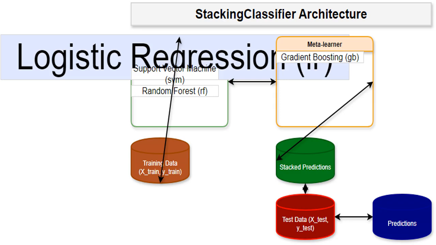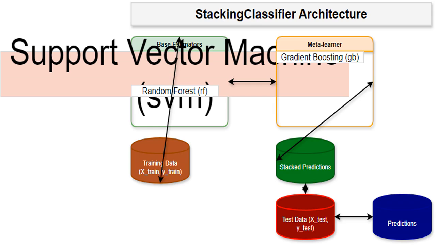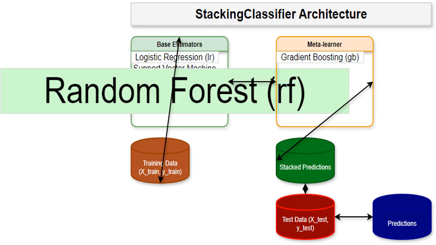This is a linear model. It finds the best fitting line to separate data points of different classes. It's a simple but often effective model. This model finds the optimal hyperplanar boundary that maximizes the margin between different classes. It's known for its good performance in high-dimensional spaces. This model combines multiple decision trees to improve accuracy and reduce overfitting. It's like getting multiple opinions and averaging them out.